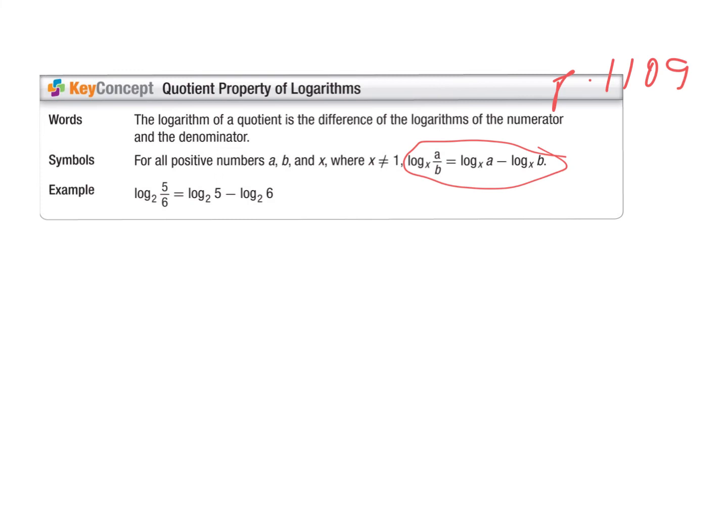And again, this is on page 1109. But essentially, if I have a logarithm and it is a fraction or a division problem, you can separate by subtracting. Log A minus log B. What's really important here is the numerator comes first and the denominator follows the minus sign. It has to be in this order. So like over here, they give us an example, log of 5 over 6. So it's log 5 minus log 6. The numerator comes first, the denominator comes second.